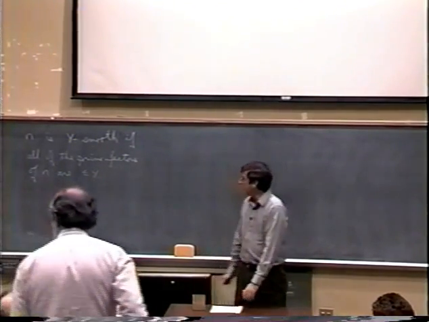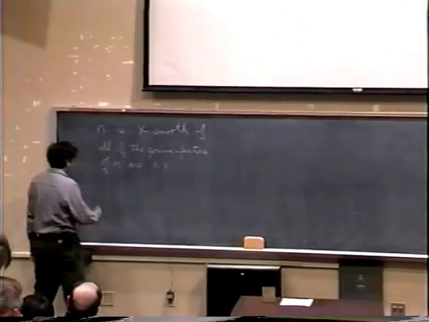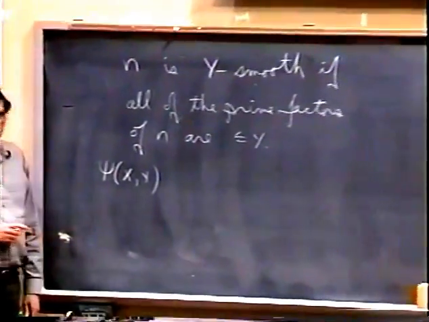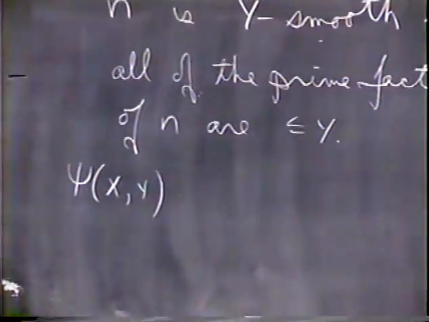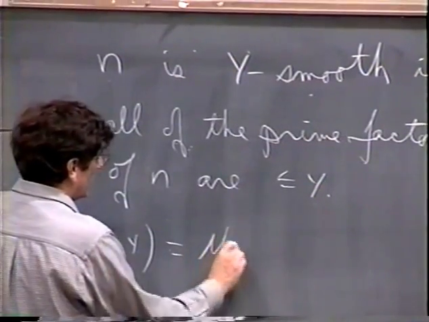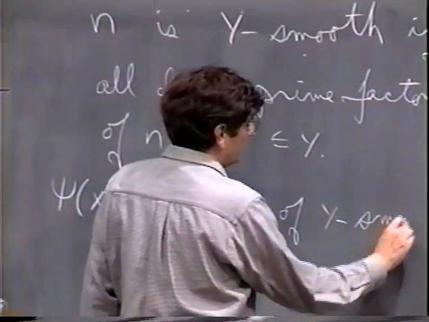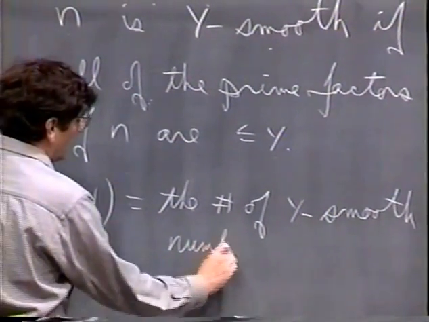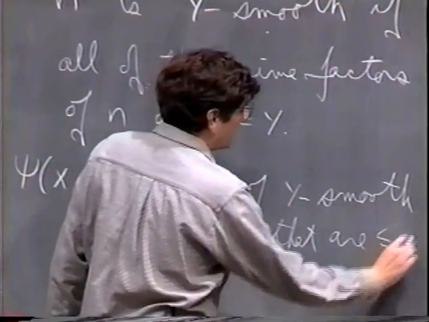Let's get a feel for these things. There's another word or notation that's common here. We have psi(x,y), where you count how many y-smooth numbers there are up to x. So this is equal to the number of y-smooth numbers that are less than or equal to x.